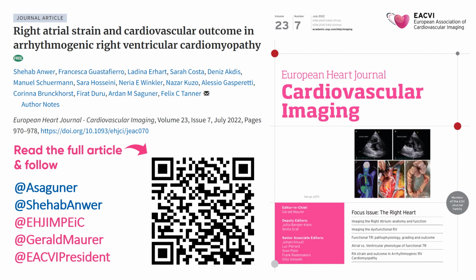This was in the European Heart Journal Cardiovascular Imaging, where we investigated right atrial strain in arrhythmogenic right ventricular cardiomyopathy. In this cardiomyopathy, the myocardium is characterized by progressive fibrofatty infiltration and usually is associated with adverse cardiovascular outcome in these patients. In this study, we aimed to examine the right atrial deformation in ARVC and understand its association with cardiovascular outcome of atrial arrhythmia or a combined endpoint of atrial and ventricular arrhythmias, cardiovascular mortality, and heart transplant.